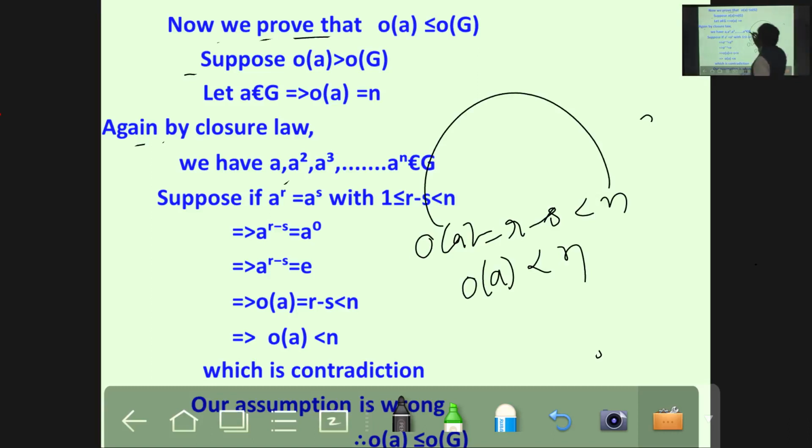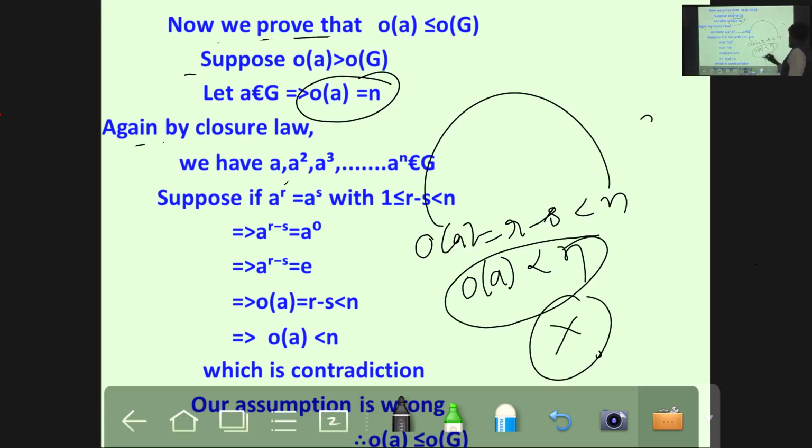But what is the order of a? It is n. Yet we get order of a less than n. This is a contradiction. Why this contradiction? What is our supposition?